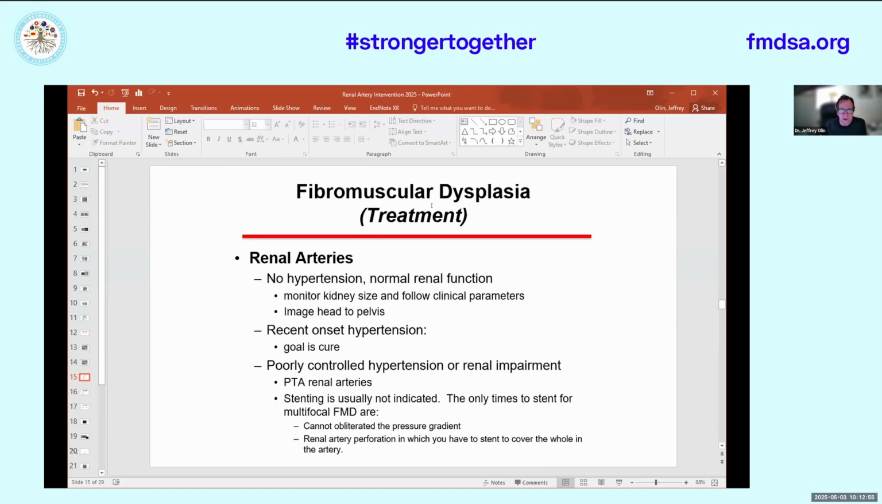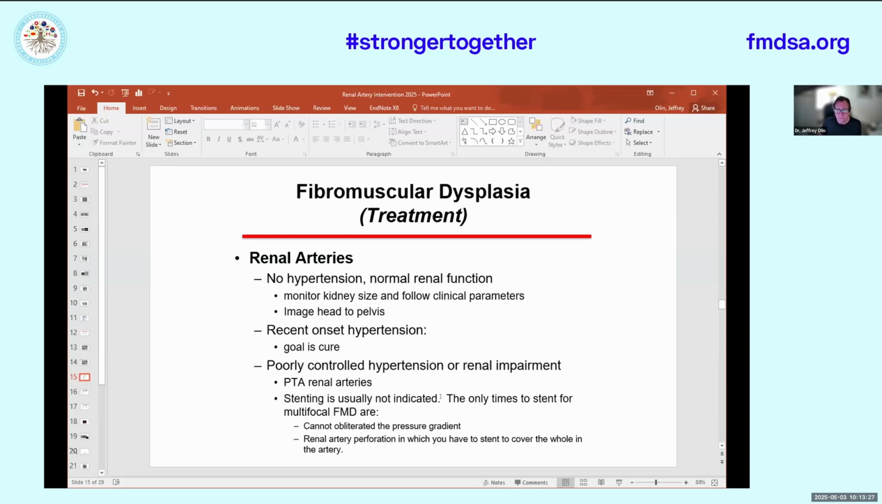If you have recent onset hypertension, intervention is an option, a good one, and the chance of cure is very good if the hypertension was relatively recent. Any hypertension longer than 5 years, you're not going to get a cure. Or if you have poorly controlled high blood pressure or impairment in kidney function, then you want to do angioplasty of the renal arteries. Stenting is usually not indicated, but this is not absolute.